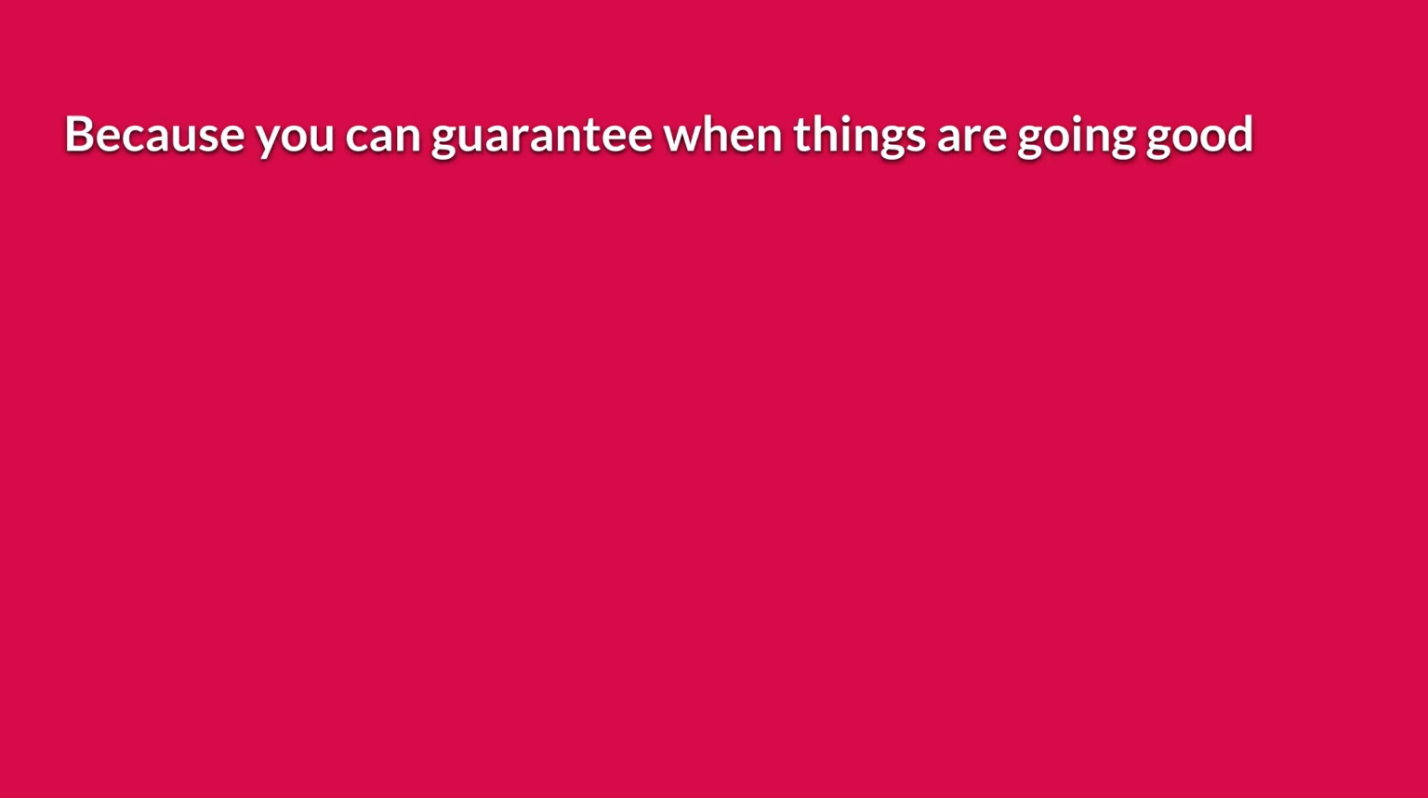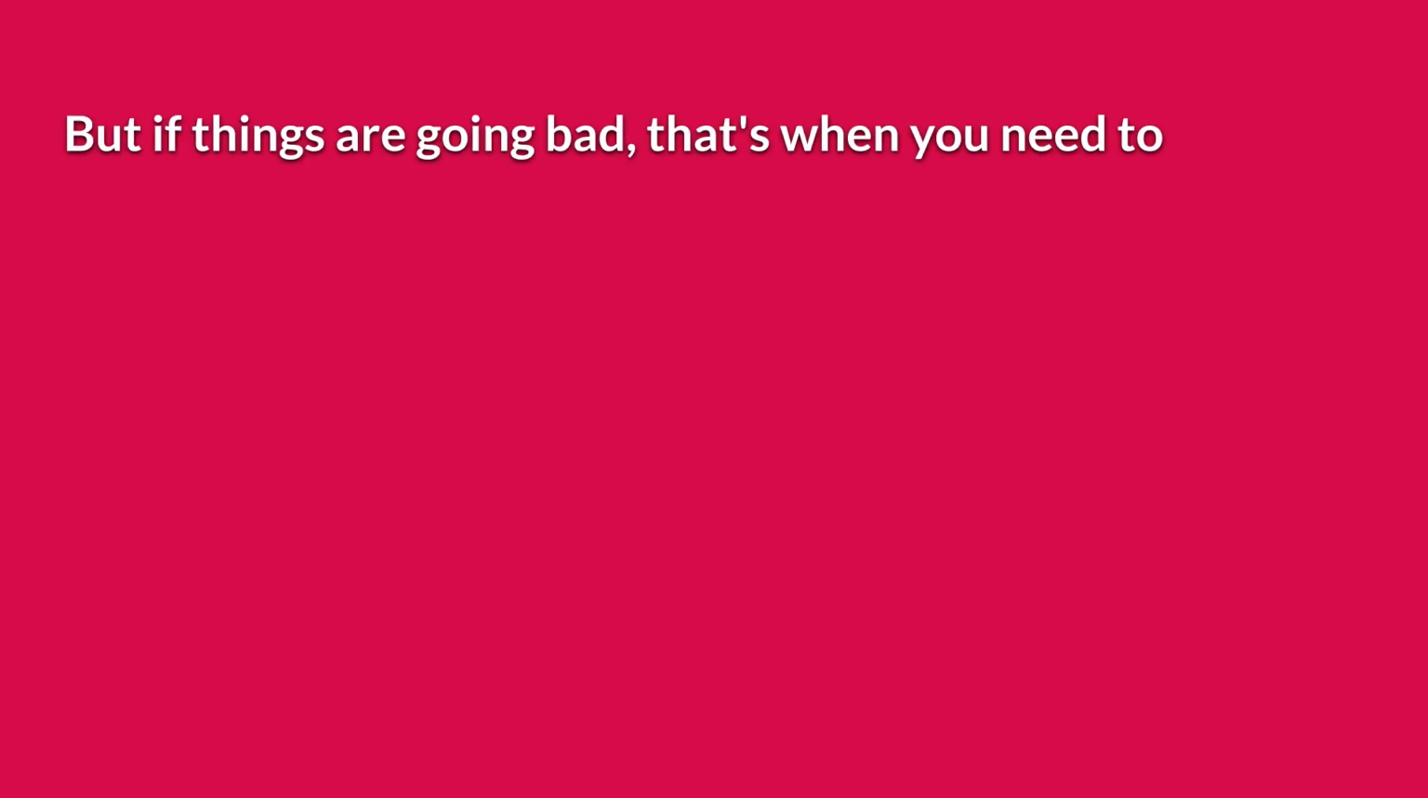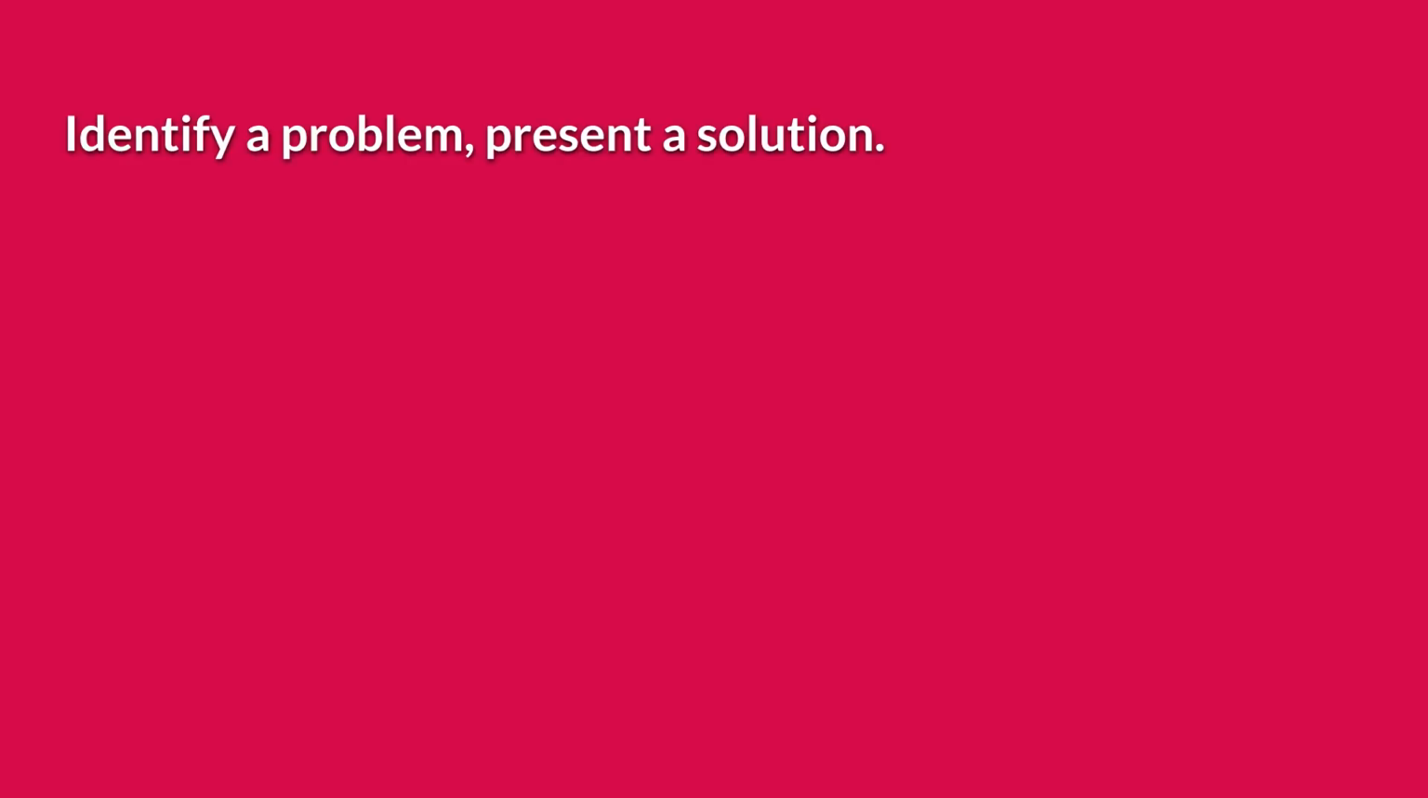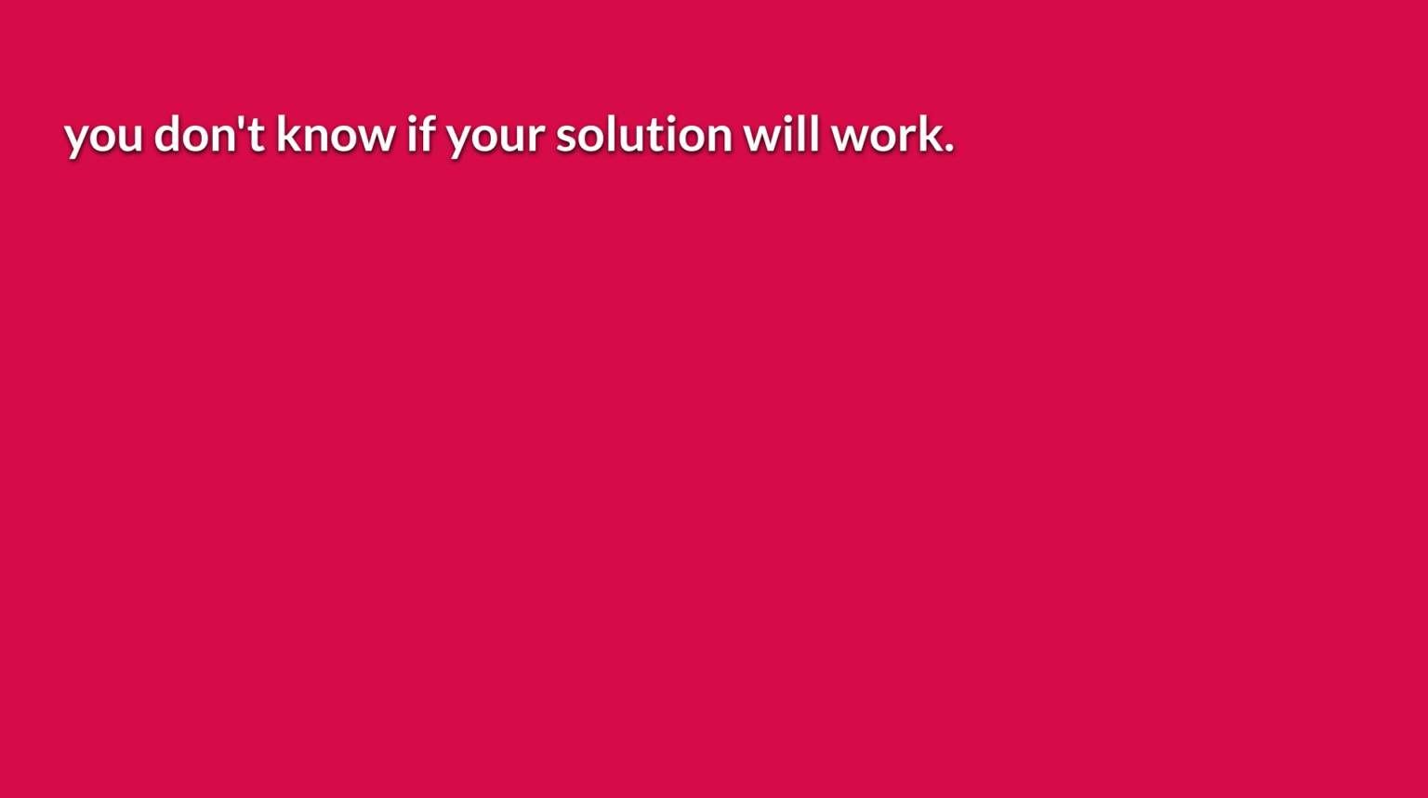Because you can guarantee when things are going good, you won't hear anything, but if things are going bad, that's when you need to be on top of it. And constantly outline the next steps. So come prepared. Identify a problem. Present a solution. The solution doesn't have to work because at this stage you don't know if your solution will work, but be proactive with it and actually present something that can tackle that problem that you've encountered in the performance metrics.